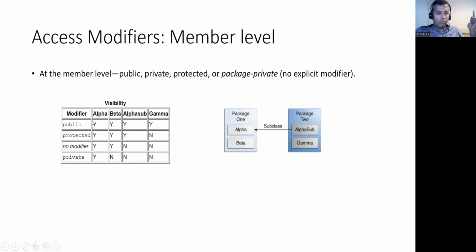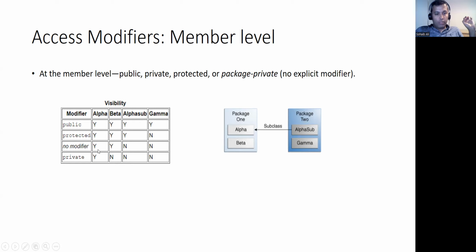Now, if some member of this alpha class is public, then it is available to beta, alpha, the alpha subclass, gamma, everywhere. If any member of alpha is protected, then it is available within the package. It is also available to all the classes that reside outside the package but inherit from alpha, but it is not available to any class that resides outside this package and does not inherit from the alpha class.